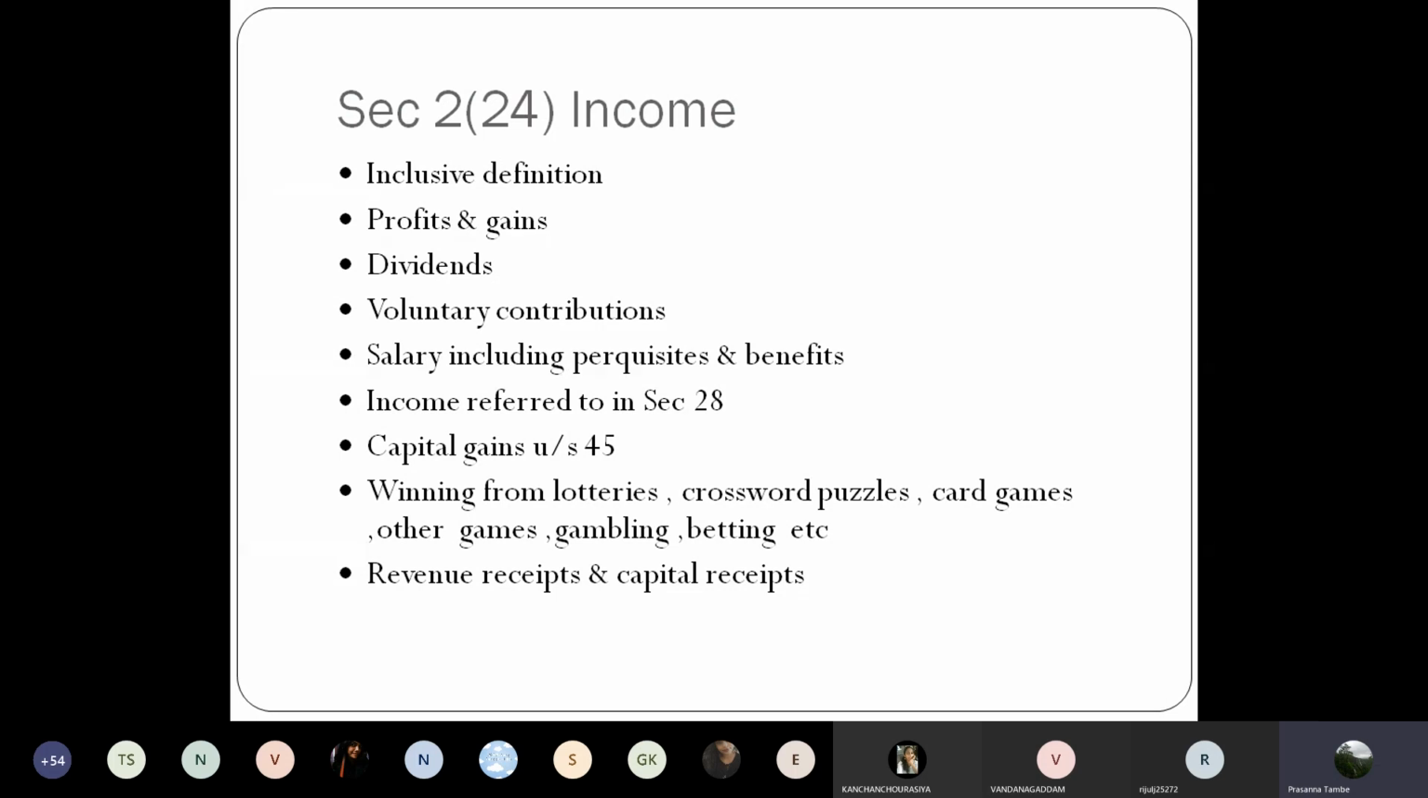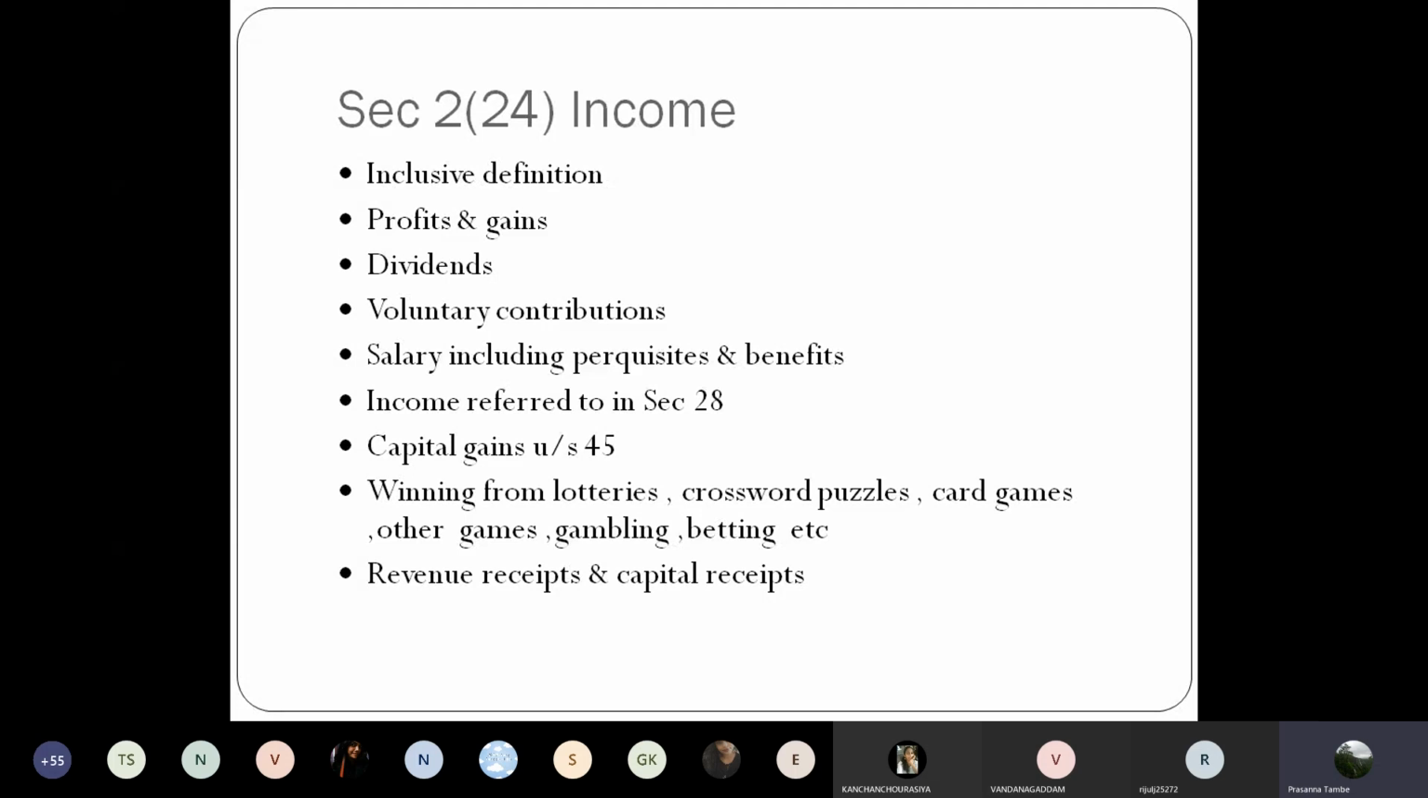Secondly, income also includes dividend. If you are earning any dividend either on shares of companies or units of a mutual fund or cooperative societies, etc., whatever dividend income you get is also included within the scope of the word income.